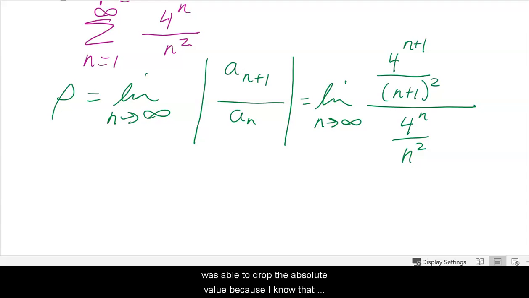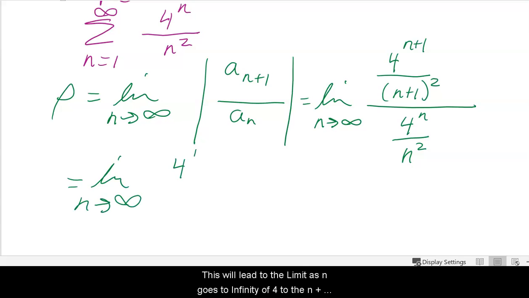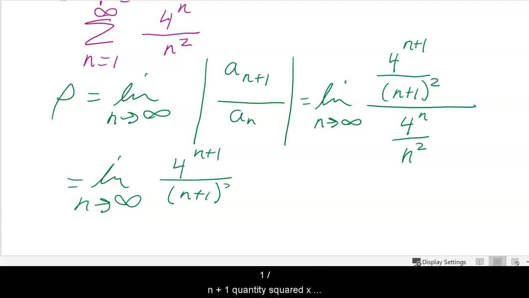And again, I was able to drop the absolute value because I know that these are strictly positive. It is never wrong to leave the absolute values in. In this case, this will lead to the limit as n goes to infinity of 4 to the n plus 1 divided by n plus 1 quantity squared, times multiplying by the reciprocal of the denominator, n squared over 4 to the n.